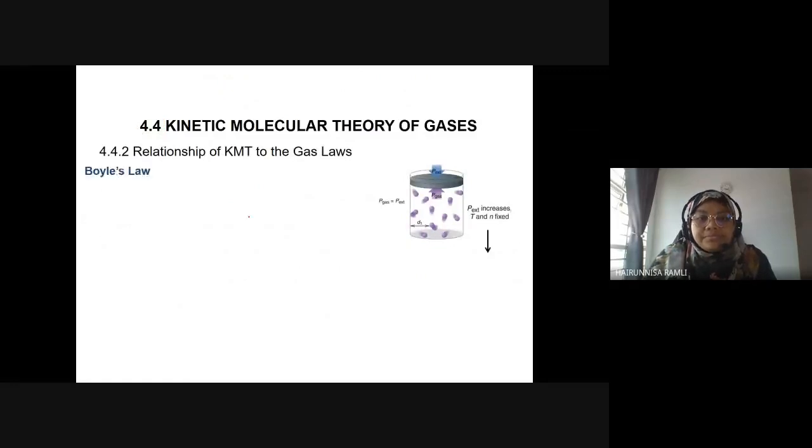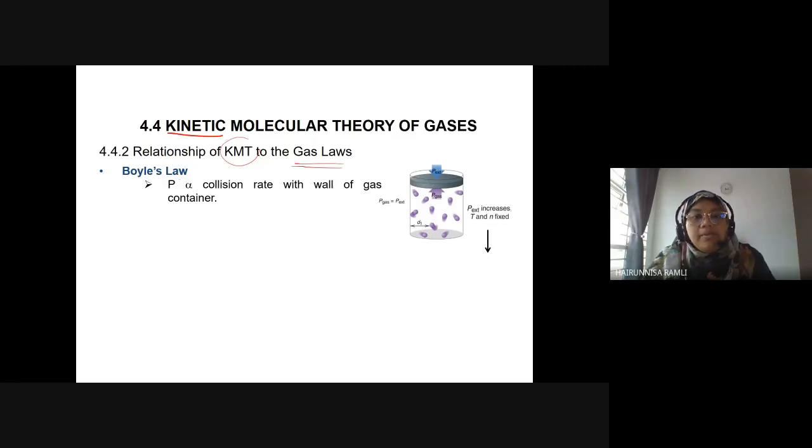Okay, so what is the relationship of the KMT to the gas law? Okay, so for Boyle's law, okay, so everything, kalau gas ni kita akan relate dengan pressure kan. Okay, so for the KMT, when we talking about kinetic, so of course we are talking about the movement of the gases, kinetic energy kan, movement. So the pressure is actually directly proportional to the collision rate, kadar pelanggaran of the gas with wall of the container. Maksudnya berapa rate gas tu langgar bekas tu, is directly proportional to pressure. Maksudnya kalau pressure tinggi, the collision rate also will increase.